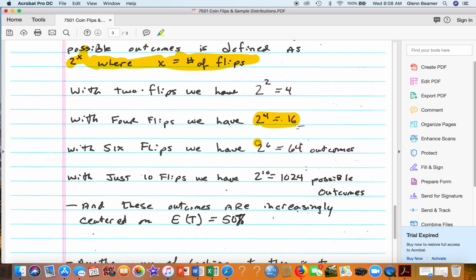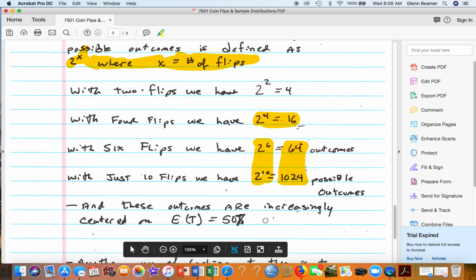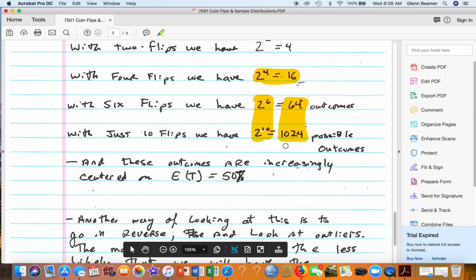When you go from 2 to the 6 to 2 to the 10th, you're increasing the number of flips by 4, but you're increasing the number of outcomes by 960. The number of possible outcomes when you flip a coin 10 times, so if we take samples of size 10, is 1,024. Obviously I don't have enough tablet paper to walk through each of those, but they are increasingly going to be centered on the idea that you would have about 512 heads. Think of all the combinations you could get for 512 heads and 512 tails.